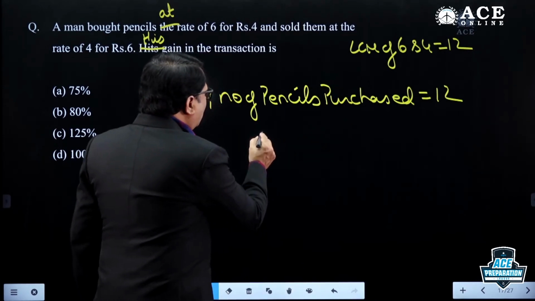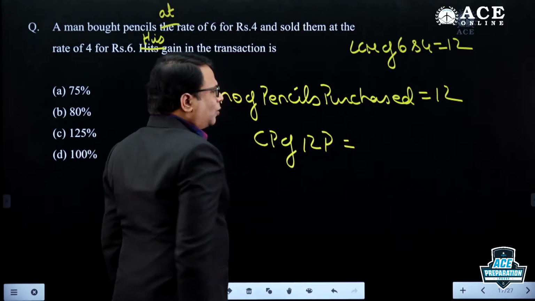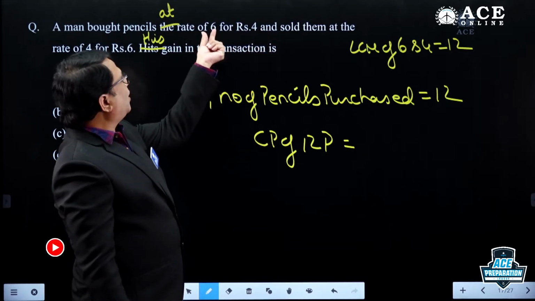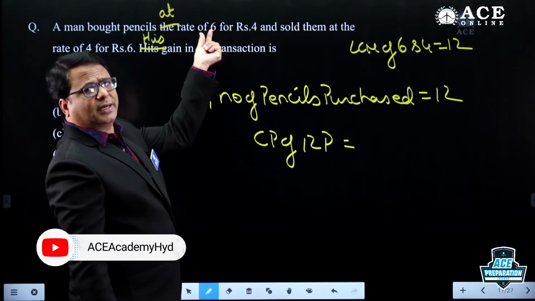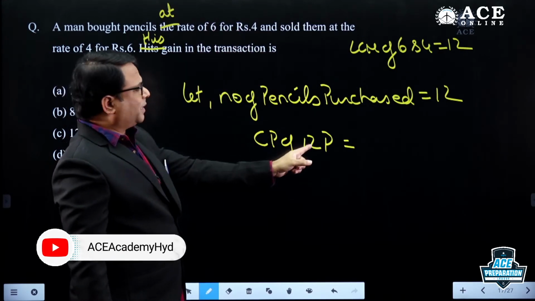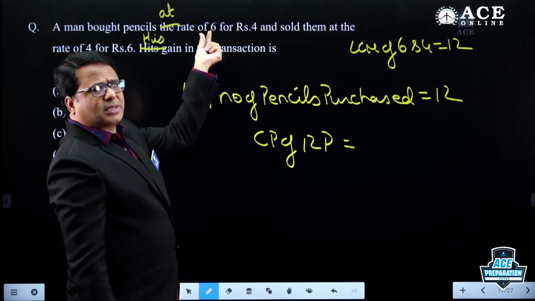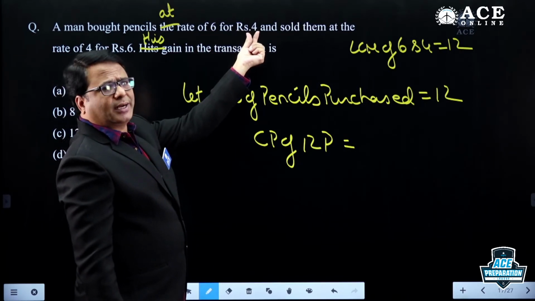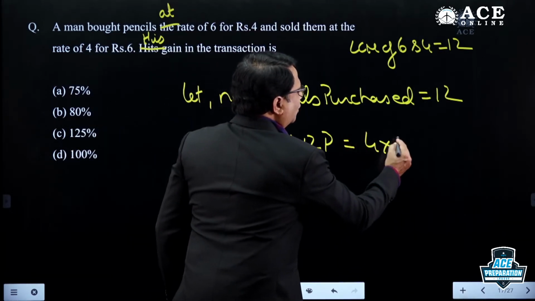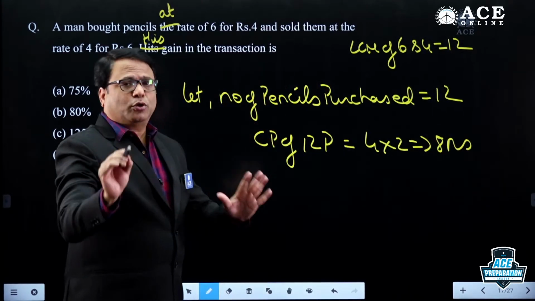Then, what is the cost price of 12 pencils? For 6 pencils, it is 4 rupees. Then 12 pencils means the number of pencils is getting doubled. When the number of pencils gets doubled, the investment will also get doubled. Then it will become 8 rupees. So I write 4 into 2, 8 rupees. So his investment is 8 rupees.